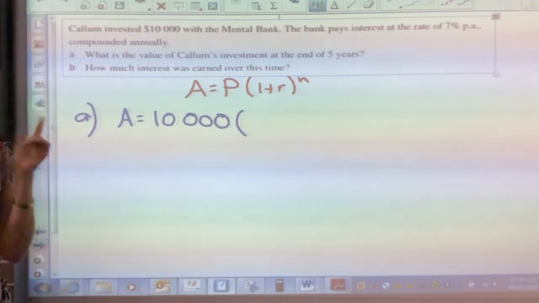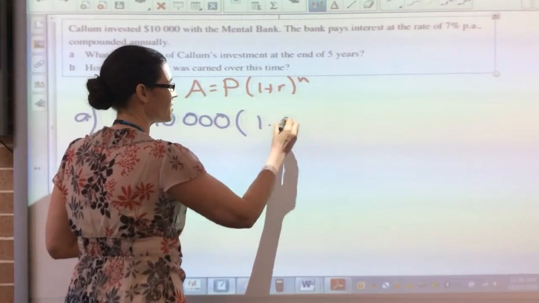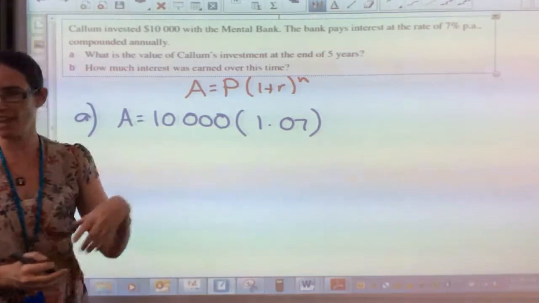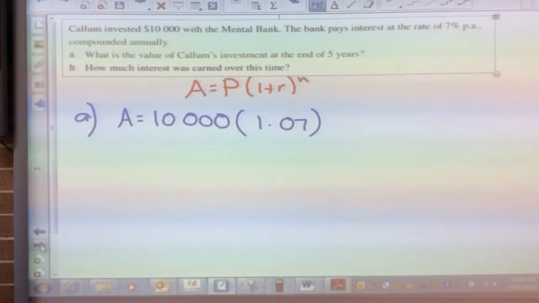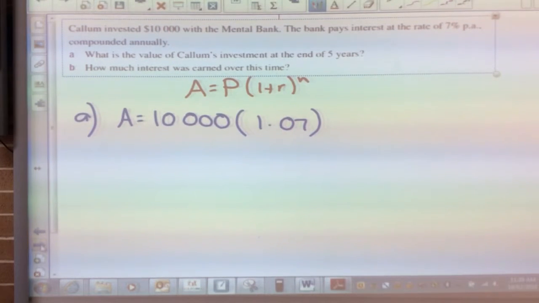Now in the brackets I'm doing 1 plus R. Now if it's 7% and everything's working annually, what's going to go in here? What is R? Right, 0.07. 7% is 0.07, so 1 plus 0.07 is just 1.07. Is everyone happy to do that in their head? If you are not happy to do it in your head, that's fine. Write 1 plus 0.07, I don't mind.